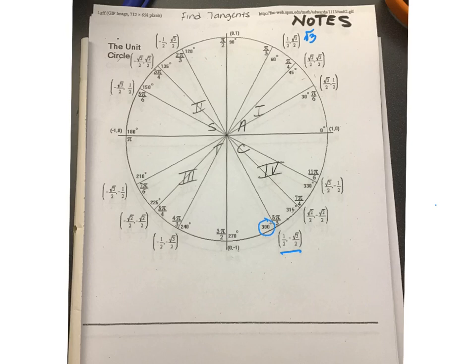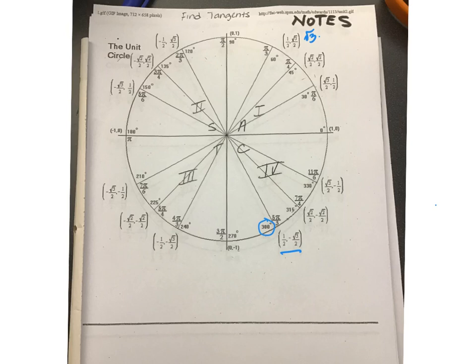You see that? So what is the tangent of that guy? If the tangent of the 60 is root 3, what is the tangent of that guy, if it's sine over cosine? What happens when you have a negative over a positive?